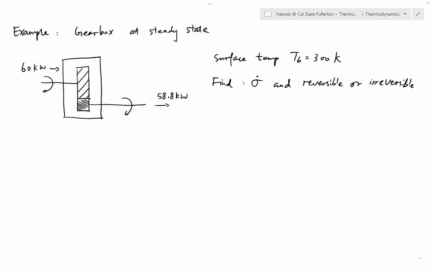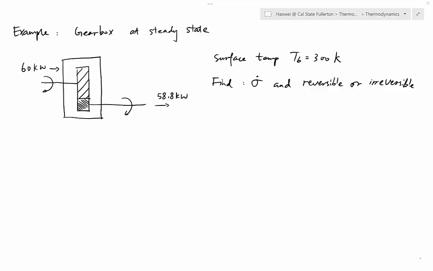That's what it does. So 60 kilowatts goes in, 58.8 kilowatts comes out, which is not ideal because if I have 60 coming in, I want to have 60 coming out. However, there's only 58.8 kilowatts coming out of it. So where is the loss? I've lost 60 minus 58.8, which is 1.2 kilowatts. Where does the 1.2 kilowatts go?